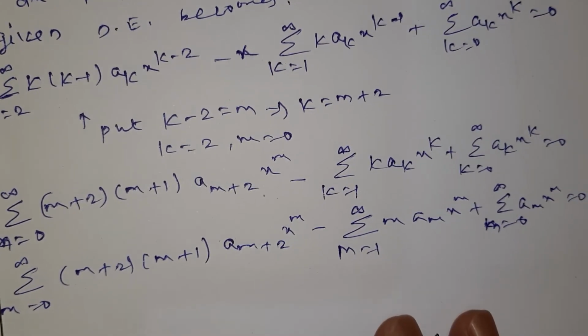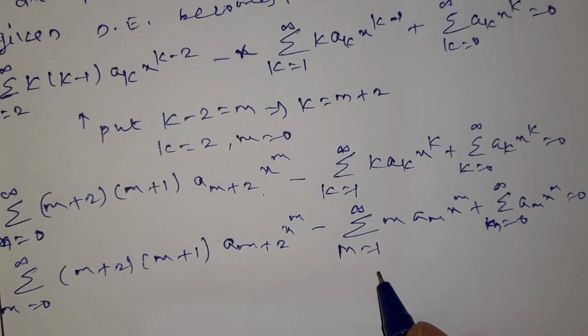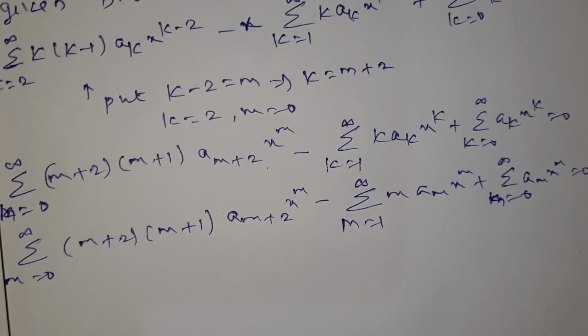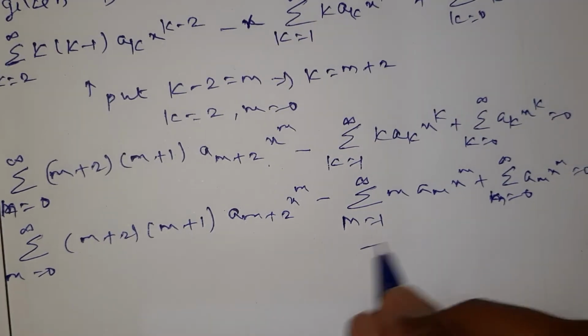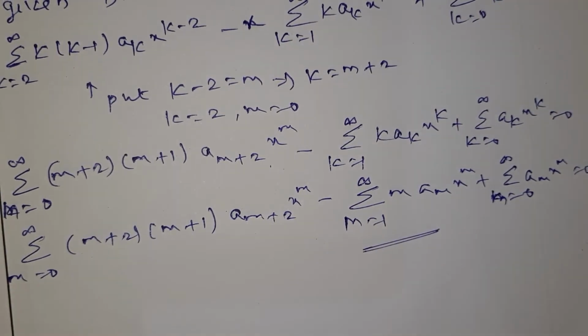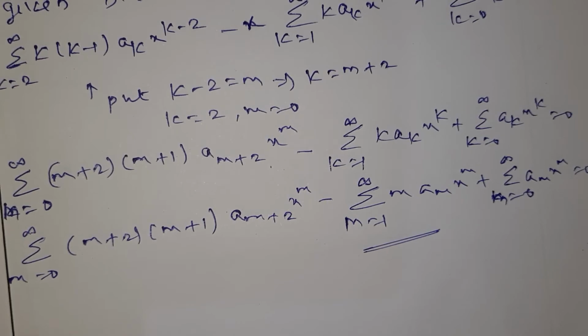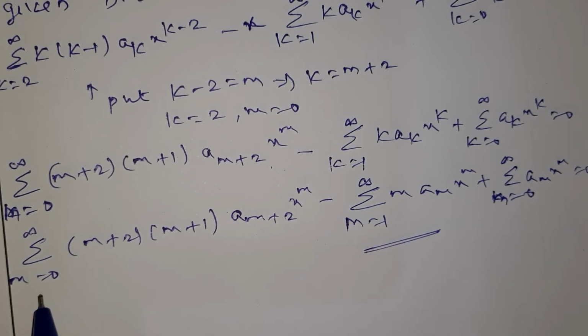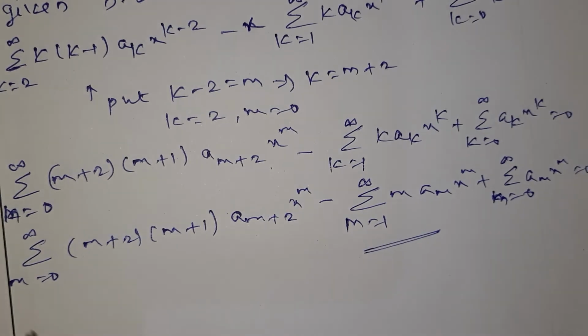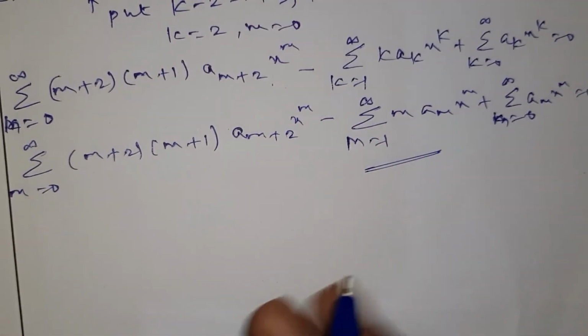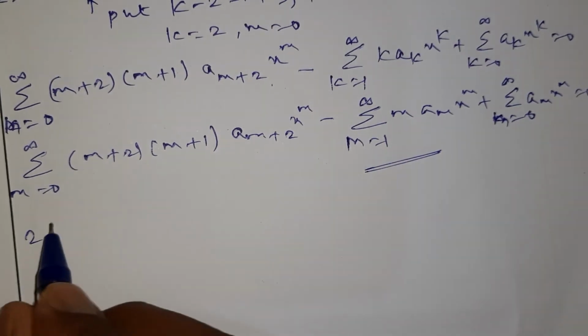Understood it? Now in the middle term, if you observe carefully, it starts from m equal to 1, but the other terms start from 0. So every series should start from m equal to 1. For that, put m equal to 0 in the first term. What happens? If I put m equal to 0, I get 2 into 1.